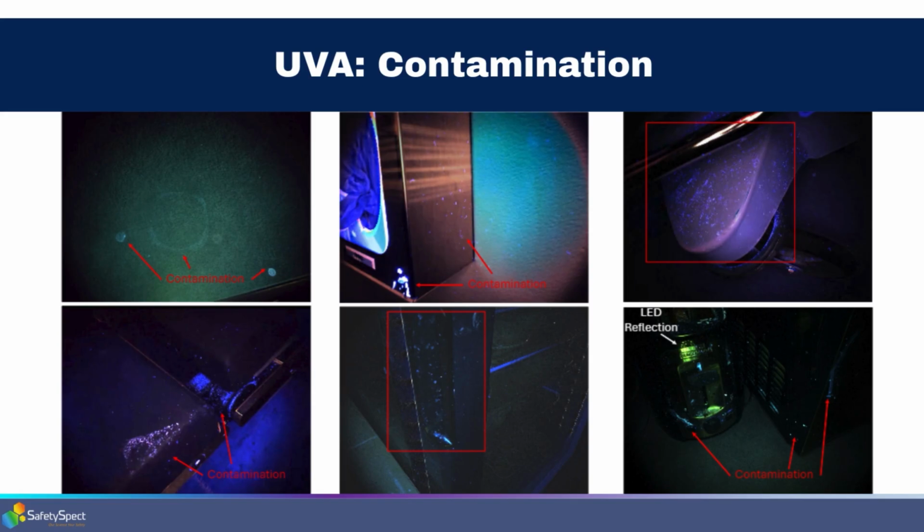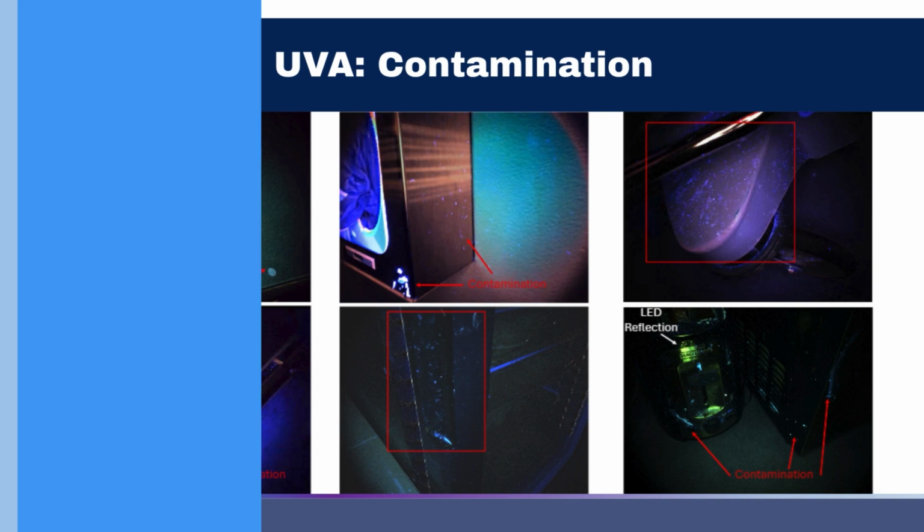Notice how contamination varies. It can be a faint ring, a dense cluster of bright blue dots, or even a broad smear. If in doubt of whether something is contamination, always take a picture of the area in question with the CSI device. Feel free to refer back to this video or reach out to a SafetySpect representative for more training.